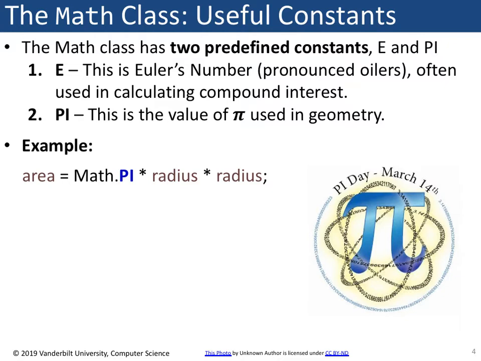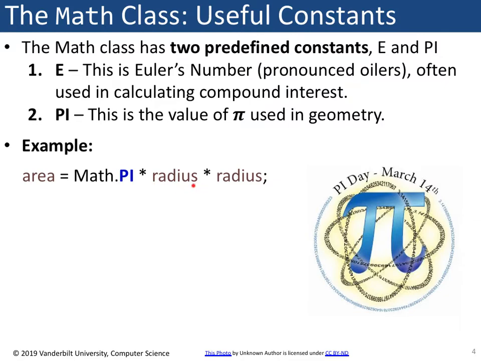To make use of these values which are part of the math class, we access the math object and then use the period operator to access the value pi, which is part of the math class. So math.pi will evaluate to the value 3.14159, and so forth. So math.pi times radius would give you the area of a circle with radius equal to the value stored in the variable radius.